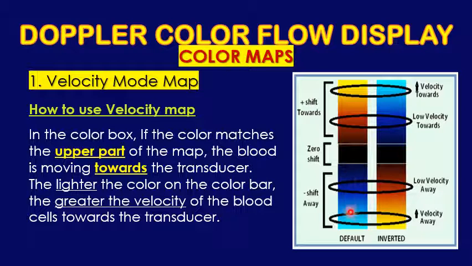And the lower part of the bar represents the flow away from the transducer. The darker shade here represents the flow away from the transducer with lower velocities. And if you have a light shade here, it displays the flow away from the transducer with a higher velocity.